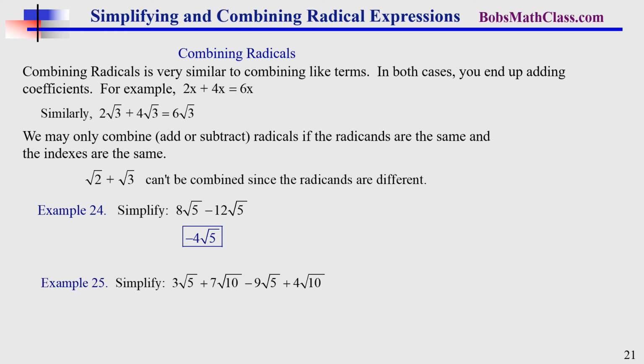All right, in example 25, they're not all like terms, but there's a couple pairs of like terms. So we have a couple that have square root 5 and 2 terms that have a square root 10. We can combine those. So if we add the square root 5 terms, we have a 3 square root 5 and a negative 9 square root 5. That will give you negative 6 square root 5. And then a 7 square root 10 plus 4 square root 10, 11 square root 10.